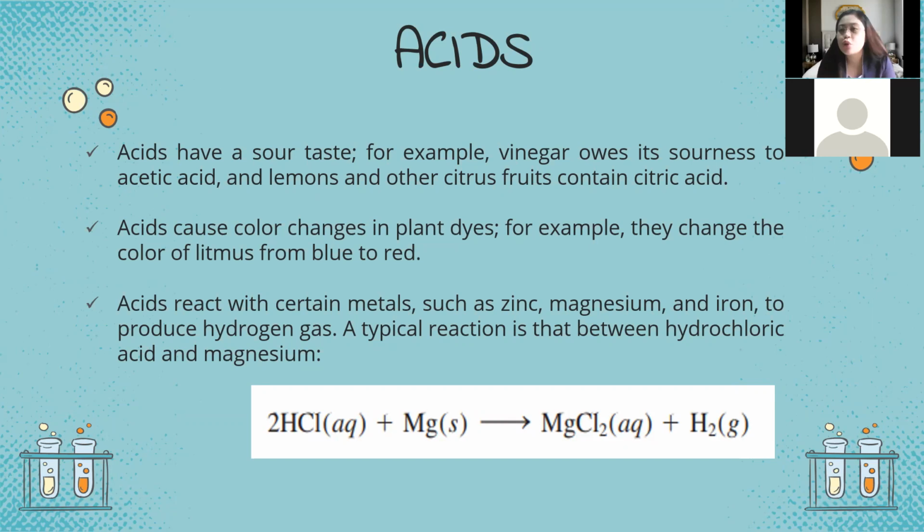Mapapalitan ni magnesium si hydrogen doon sa compound, and then again, you will have the liberation of the hydrogen gas. So kapag napalitan ni magnesium si hydrogen, magiging free si hydrogen, but it will be in the form of gas. So as you can see, H2G. G there means it's a gas. Okay? So this is again an example of a single replacement reaction.